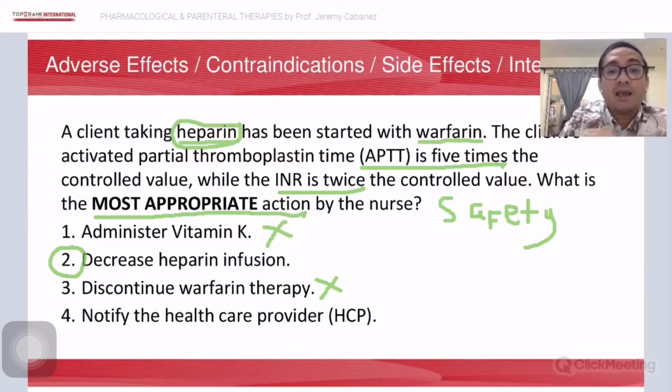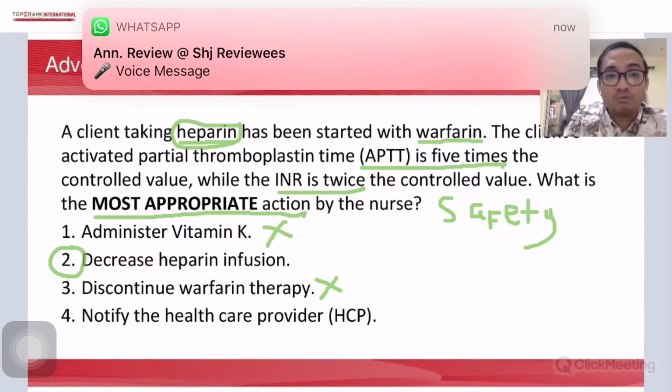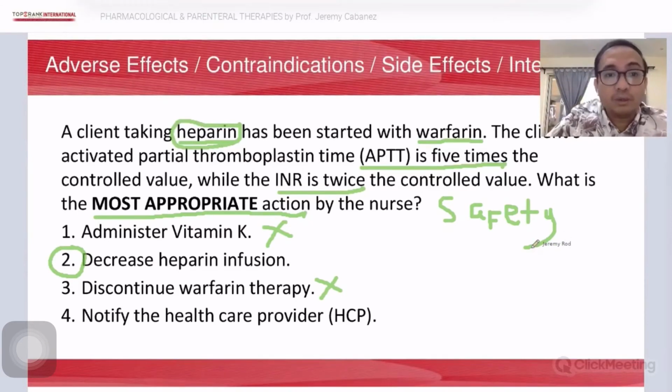Ang sabi ni Saunders, kapag yan ay more than the 2.5 times the control value, you have to decrease the heparin infusion. Pero pag nakita mo less than the 1.5, okay, therapeutic value, you have to increase the heparin infusion. So the correct answer should still be number 2.